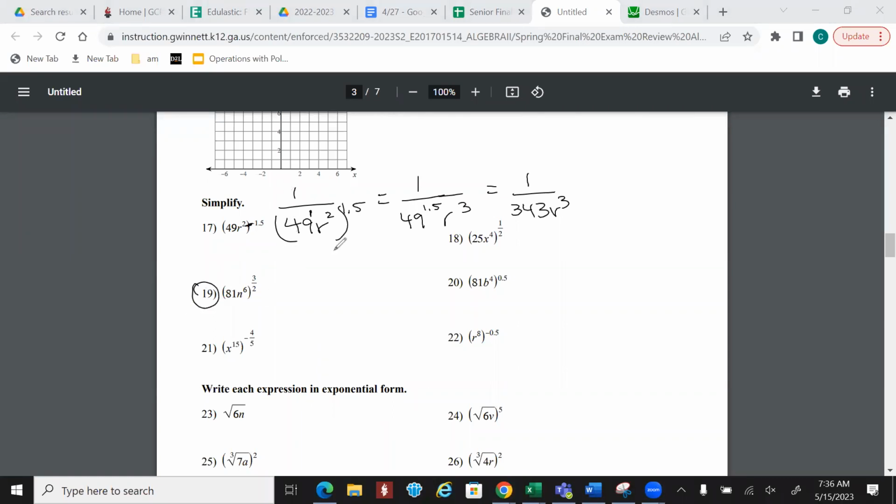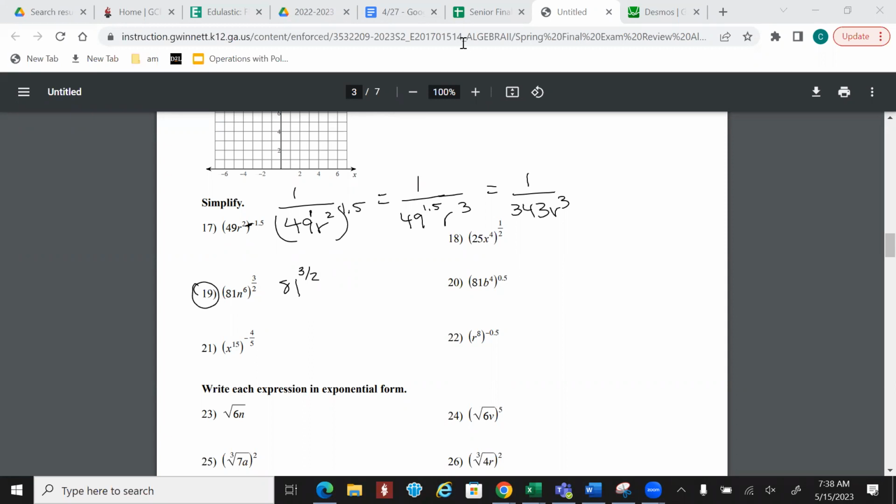Can you try number 19? We're going to take everything that's on the inside and raise it to the 3/2. Okay, so I'm going to take each of these and raise it to that 3/2 power, right? So I'm going to take 81 and raise it to that 3/2 power. I'm going to take the n to the 6 and raise it to the 3/2 power. So I'm going to do 6 times 3/2. What's 6 times 3/2?